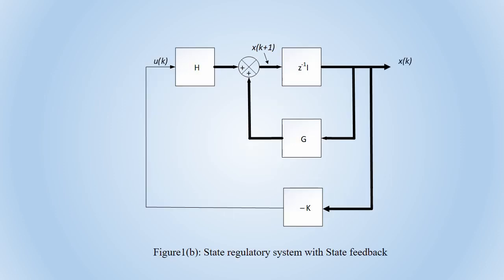Let us see the state regulatory system. First of all, we will consider what is a state regulatory system. A state regulatory system is one where the reference input is equal to 0. For example, there are many systems which have reference input equal to 0. Let us consider the inverted pendulum. The inverted pendulum has a bob in the upright position.